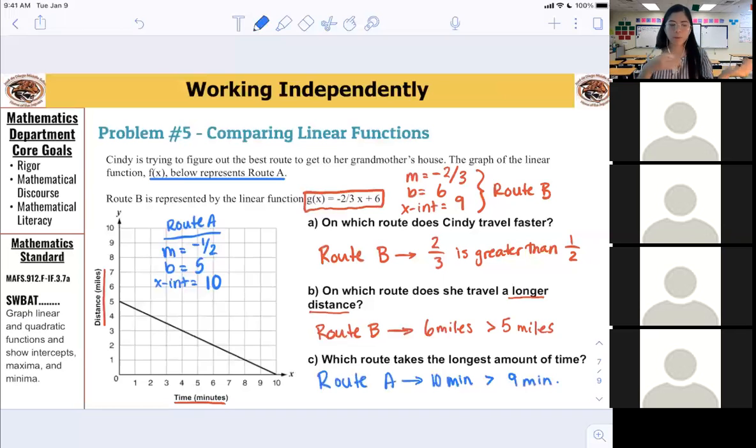So that's why all three things mean different. You can't just assume that one is the same as the other. You have to really think about, what does the slope mean? What does the y-intercept mean? What does the x-intercept mean?